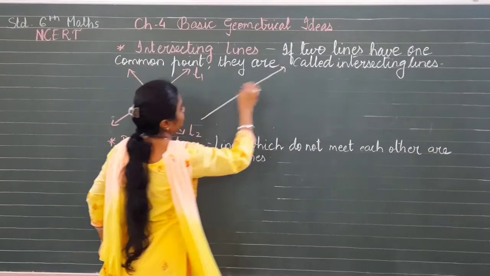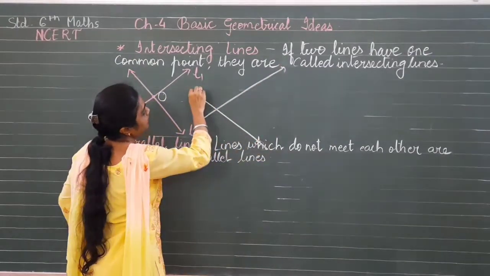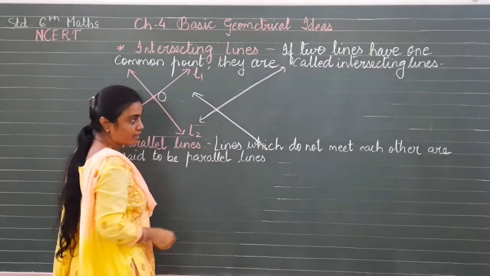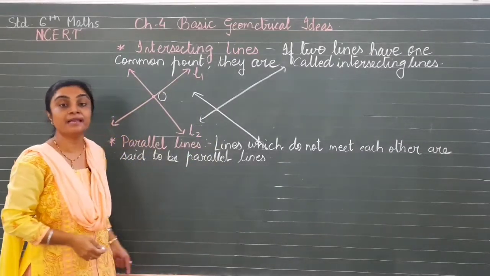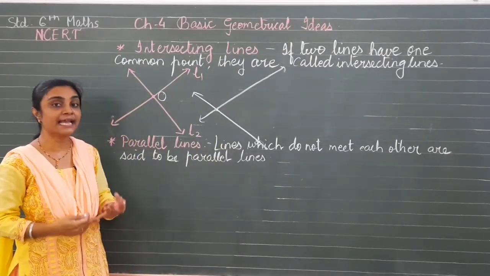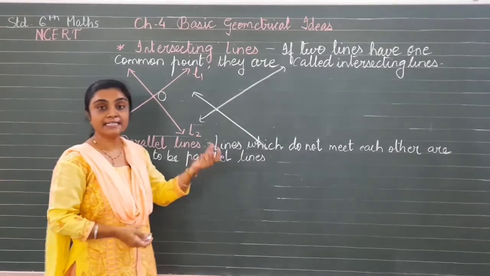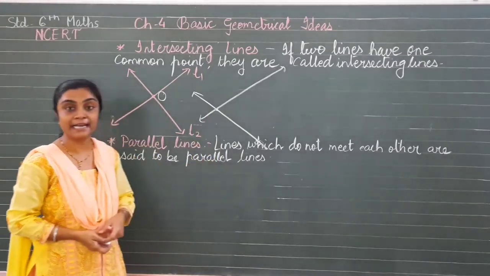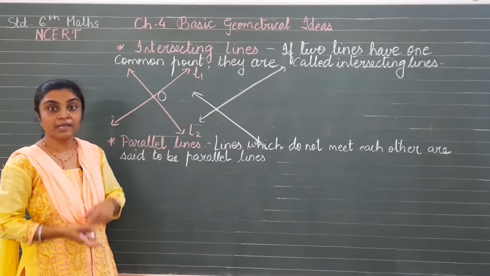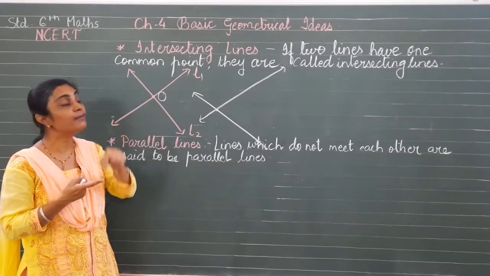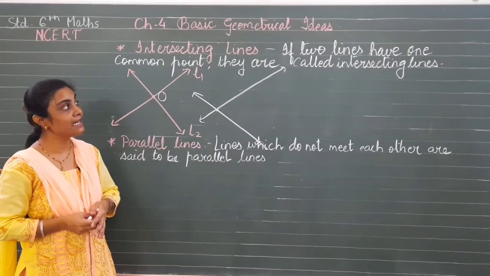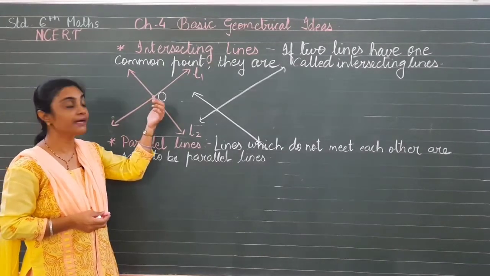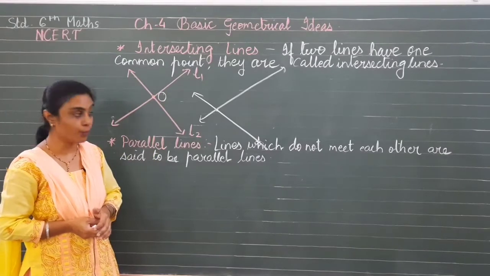Lines can be like this also. Here, it is meeting at a common point. So these are also intersecting lines. For example, the alphabet letter X is an example of intersecting lines. Then crossing the road: if you cross the road, it meets at a common point. So crossing the road is also an example of intersecting lines. It should meet at a common point, that is O.